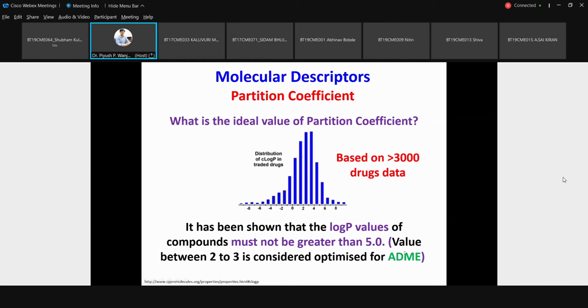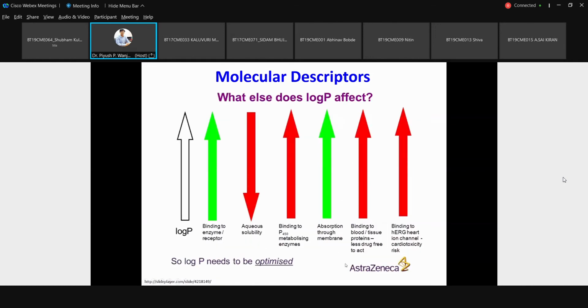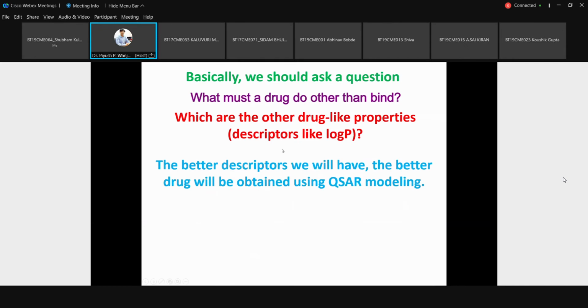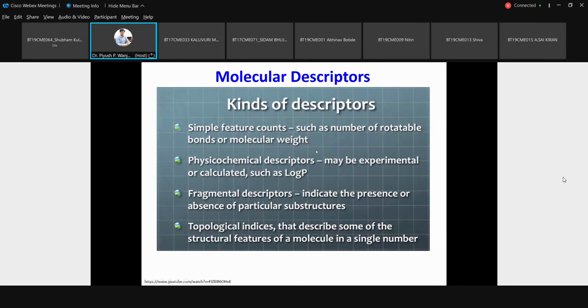This ADME we will try to understand today. I mentioned that everything should be optimized and why it is necessary: along with binding, a pharmaceutical compound has to do many other things. If we know which descriptors to choose, because we cannot choose all of them, otherwise our calculation will be super tedious. We choose the descriptors on which our modeling and its accuracy will depend.